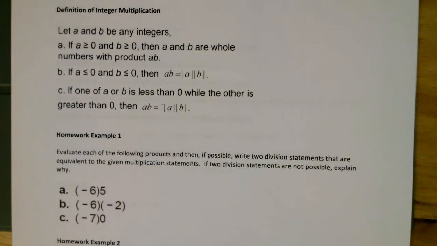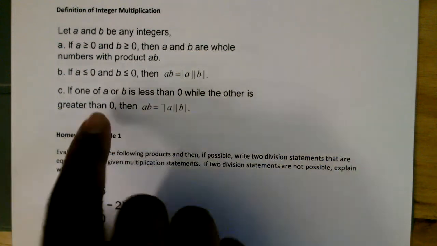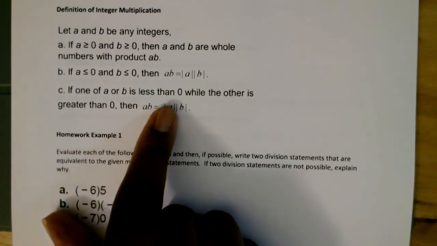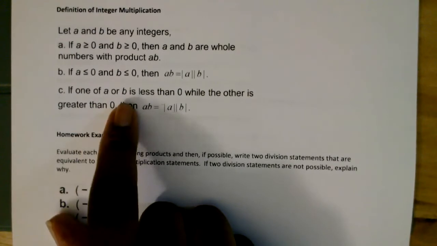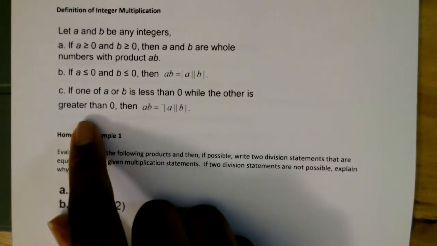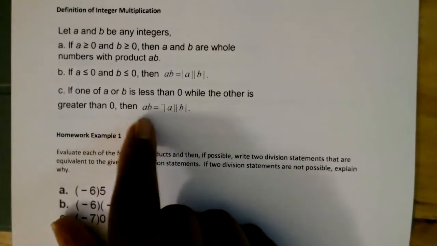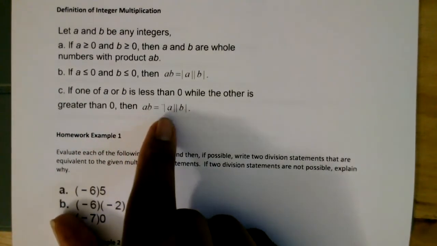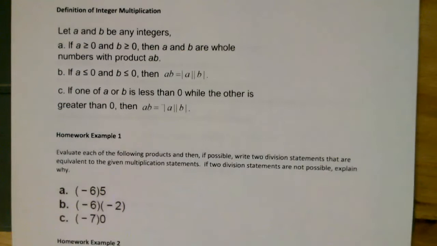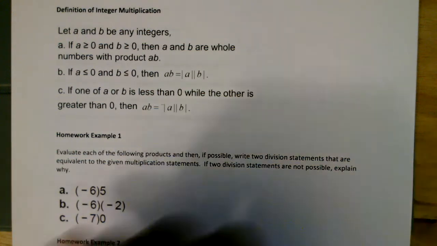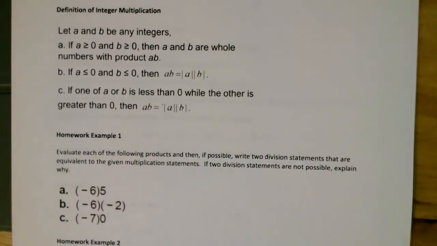And part C: if one of A or B is less than 0, if either A is negative or B is negative, while the other is greater than 0, then A times B will be the opposite of the absolute value of A times the absolute value of B. This is another way of saying if you multiply 2 integers with different signs, where one is negative and the other one is positive, your answer will be negative.